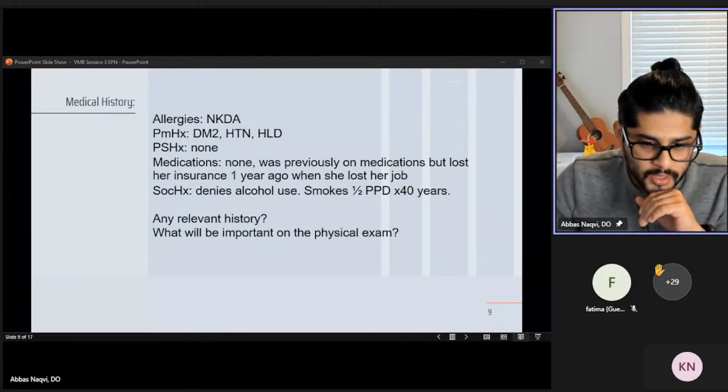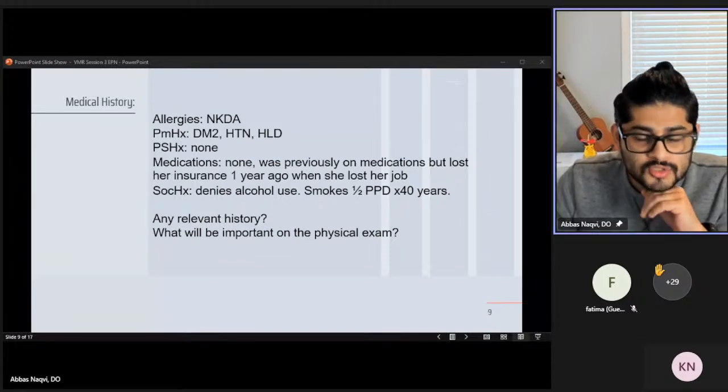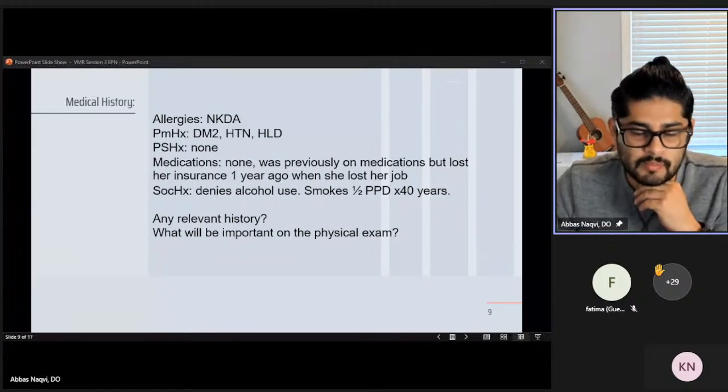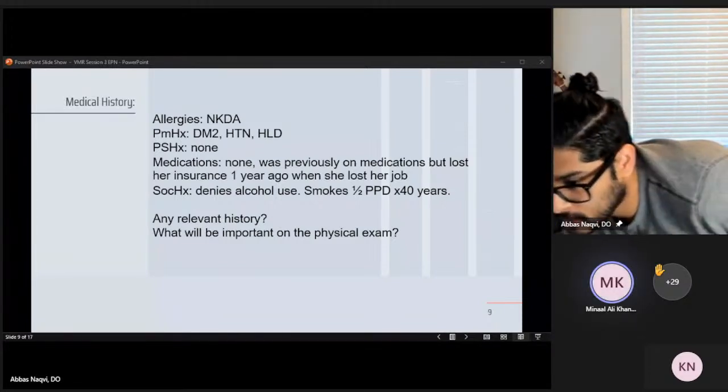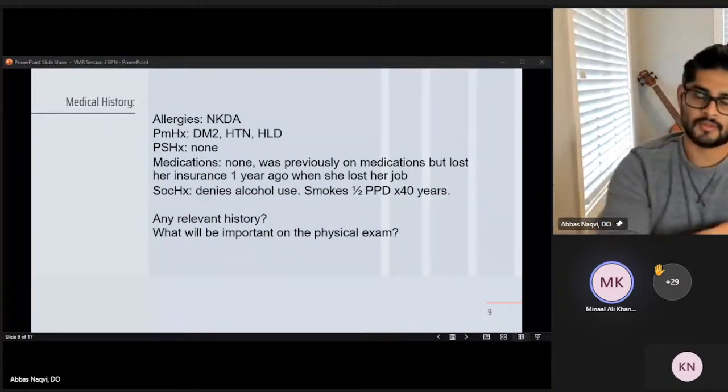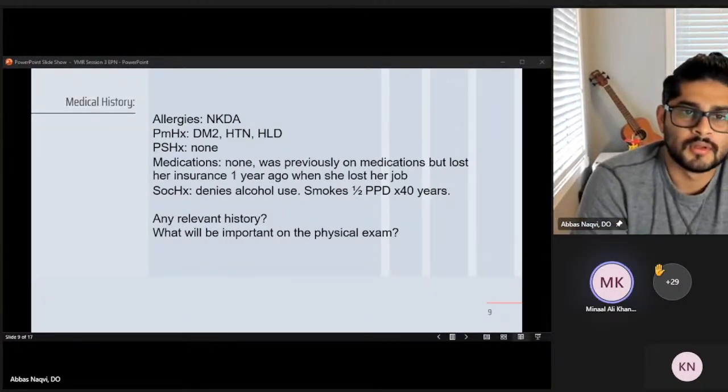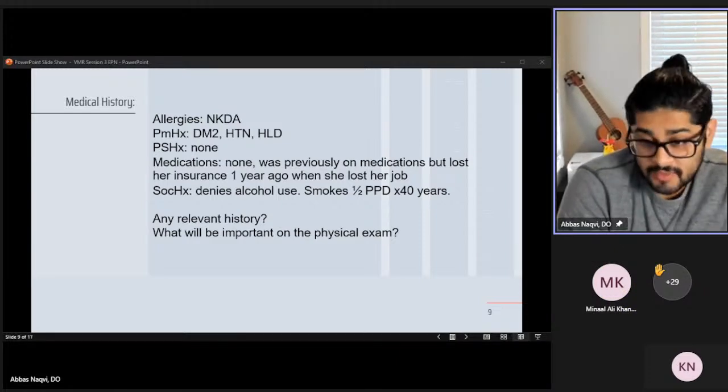Okay, Minal, where else would you want to examine? Can we examine their back pain by asking them to stretch to see if it's more muscular than infectious? Absolutely. She came in for back pain, right?